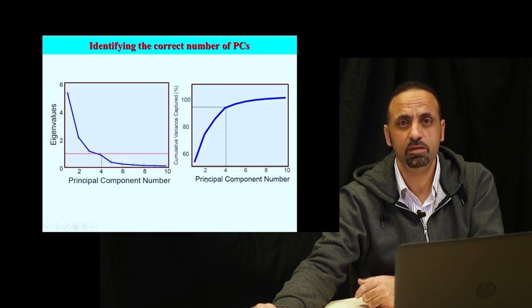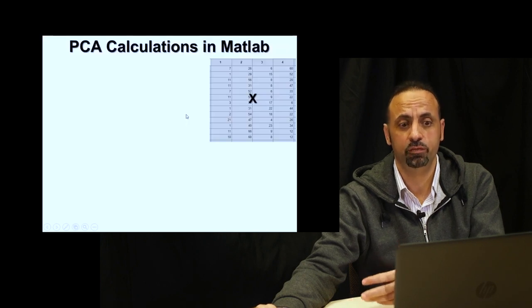But you can even make a graph between the number of principal components and the cumulative variation. If you see here, at 4 principal components we capture a lot of information, about 90% of the variation.